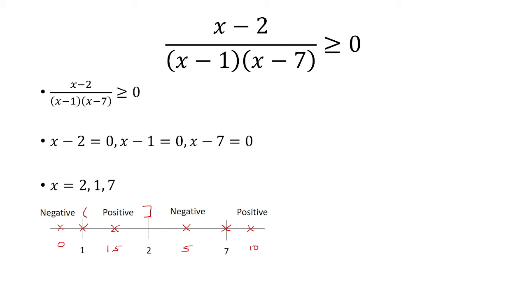Next, between 2 and 7, it's negative, so we're not including it. 7, again, is not part of the domain, so we're going to put an open circle here. And then notice to the right of 7 is positive. So we're going to close this with an open parenthesis because it's going to go all the way up to positive infinity. And so we're going to connect these two intervals by using the union sign. So starting at 1, ending at 2, union starting at 7 and going all the way to positive infinity. And that is our answer.